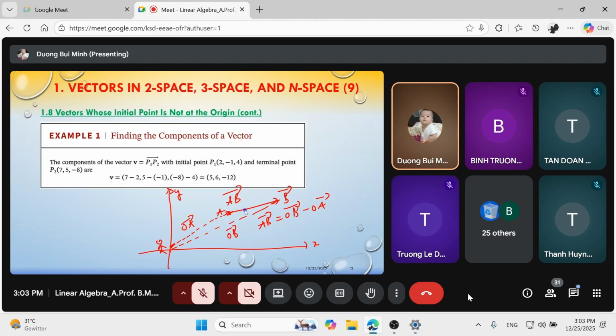So we have point B1 and we have point B2. We can get the coordinates of these vectors. So the components of vector B1B2: 7 minus 2, you get 5. 5 minus 1, you get 6. And minus 8 minus 4, you get minus 12. Okay, very easy. So now I hope you are familiar with vectors and how to represent the vectors in the coordinate.